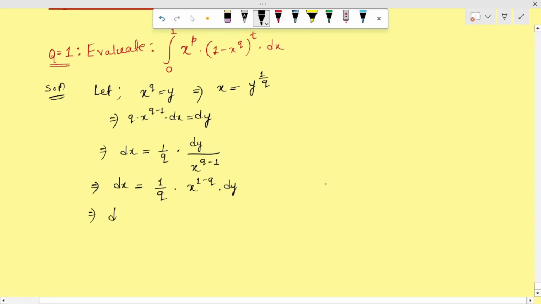Then that implies dx will be equal to 1 by q into, here instead of x I can write y to the power 1 by q. Then it will become y to the power 1 by q minus 1 by q minus 1 dy. Here you can see, if I substitute instead of x y to the power q, 1 minus q is already there, so it will be y to the power 1 by q minus 1. Same thing I have written over here.